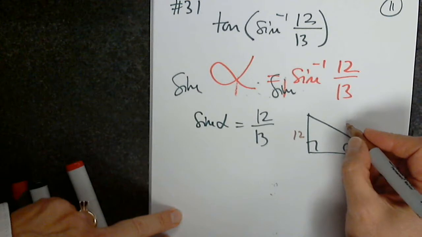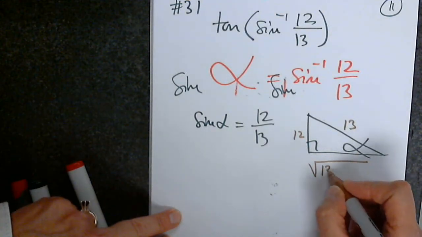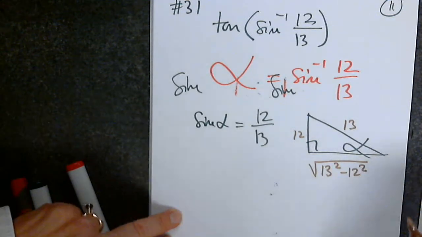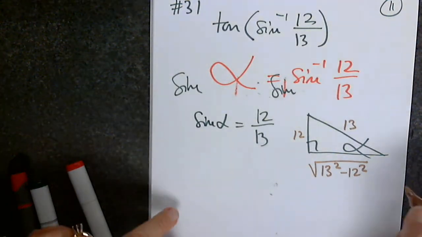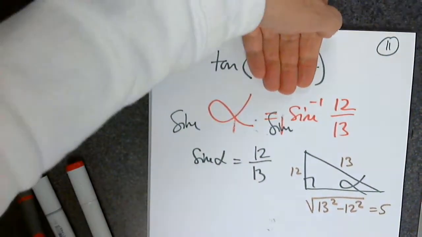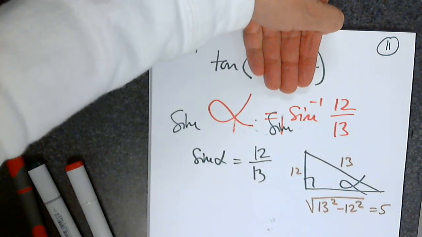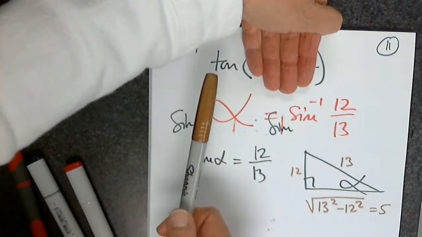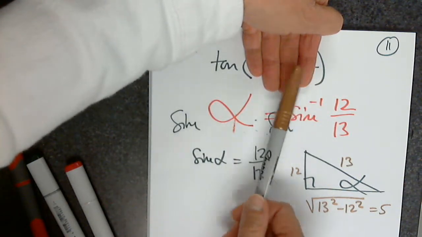12. What is the hypotenuse? Can I determine this? Yes. So it's the square root of 13 squared minus 12 squared. Whatever that is. So that's 169 minus 144. That's 25. The square root of 25 is 5. Good. Coming back here. What was I asked to determine? Tangent of alpha. Good.